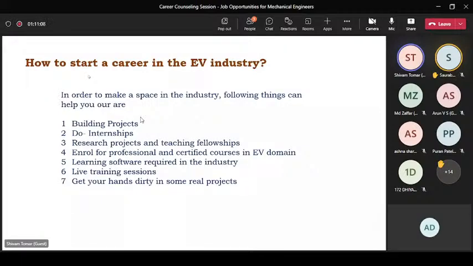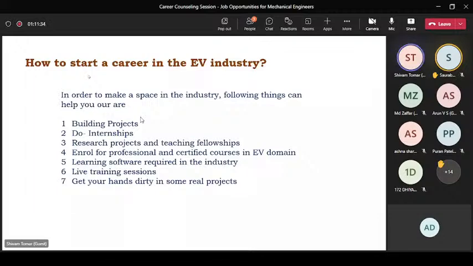First thing is building projects. Start working on small projects, whether it is system modeling software, physical projects, or just concept projects. Work on them. Do internships wherever you get them, wherever it is possible. Do as many internships as possible. Research projects and teaching fellowships.